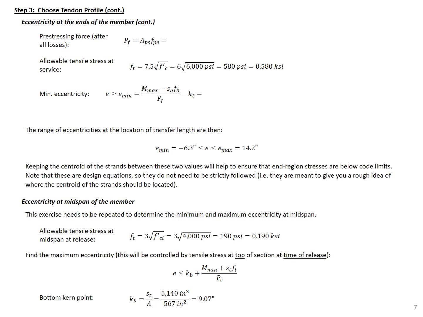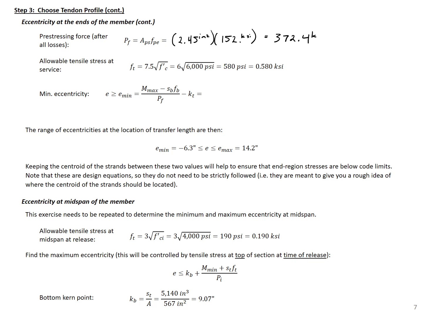We next need to find our prestressing force after all of our losses. So again, we assumed a value for our losses, 25% losses. So we just take our total area, 2.45 square inches times 152 KSI, which will give us a force here after all losses of 372.4 kips.